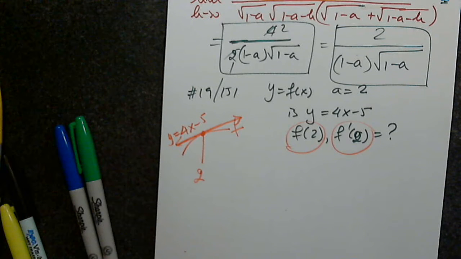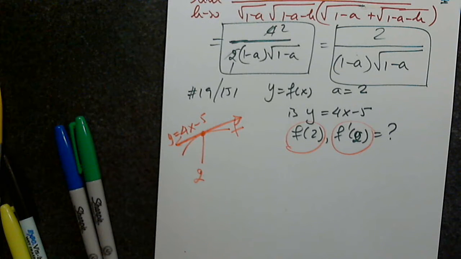No, x is 4. It's 4x minus 5. The slope has nothing to do with the equation of the line. So this is the rate of change of the function f at 2, which means the slope of the tangent line to the graph of f at this point. What is the slope of the tangent line?